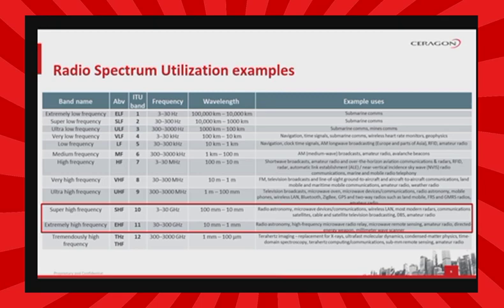Ultra-high frequency, UHF, or ITU band number 9, has a span from 300 to 3,000 MHz, a wavelength from 1 meter to 10 centimeters and is used for television broadcasts, microwave oven, microwave devices and communications, radio astronomy, mobile phones, wireless LAN, Bluetooth, Zigbee, GPS and two-way radios such as land mobile, FRS and GMRS radios, amateur radio.